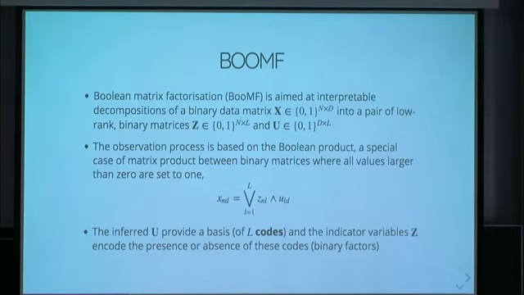So the inferred U provides a basis of L codes that compresses. You can think about it as compressing the dimensionality D of X. And the variable Z encodes the presence or absence.